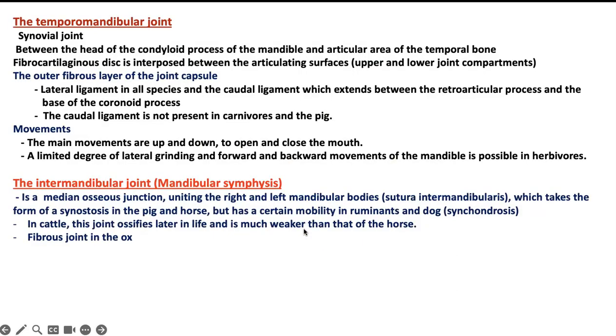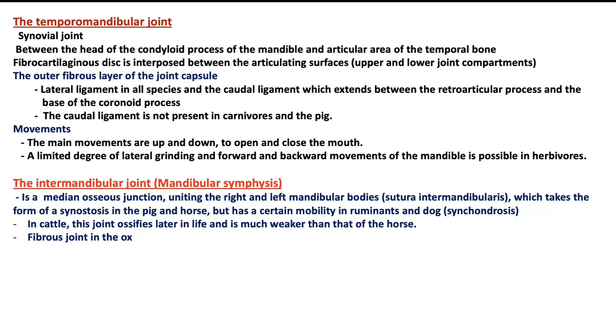So we speak about the temporomandibular joint. This is between the condylar process of the mandible and the mandibular fossa of the bones of the skull. This is a synovial joint, right? And it has a lateral ligament, between the retroarticular process and the coronary process. And the caudal ligament is not present in carnivores and the pig, but is present in other animals.